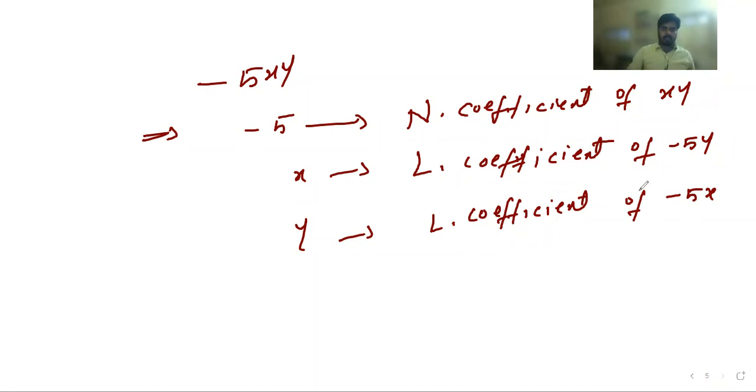Now I'll give you some terms. Please find out the numerical coefficients and literal coefficients. Take minus 7zy, 2 by 3 z and x. Can you please find out the literal coefficient and numerical coefficients? I'll give you 2 minutes time.